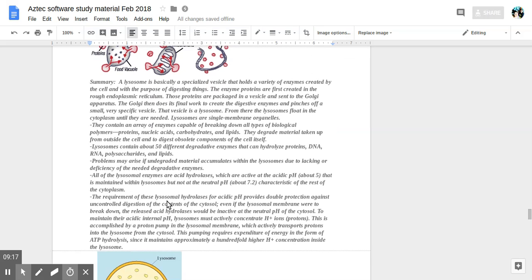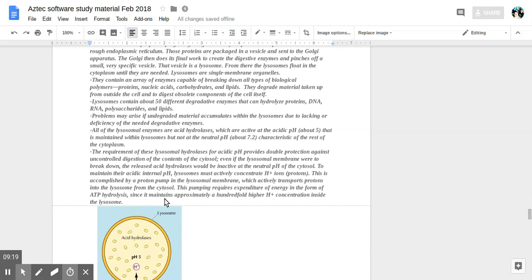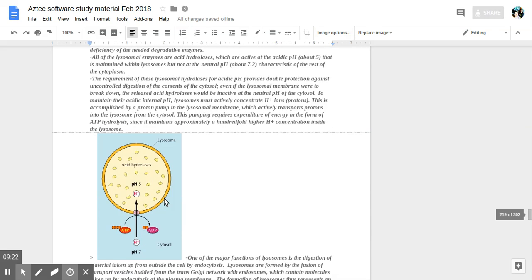The requirement of these lysosomal hydrolases for acidic pH provides double protection against uncontrolled digestion of the contents of the cytosol. Even if the lysosomal membrane were to break down, the released acid hydrolase would be inactive at neutral pH of cytosol. To maintain acidic internal pH, lysosomes actively concentrate H plus ions, or protons of hydrogen, accomplished by a protein pump in the membrane of the lysosome, actively transporting protons into the lysosome from the cytosol. The pumping requires energy.